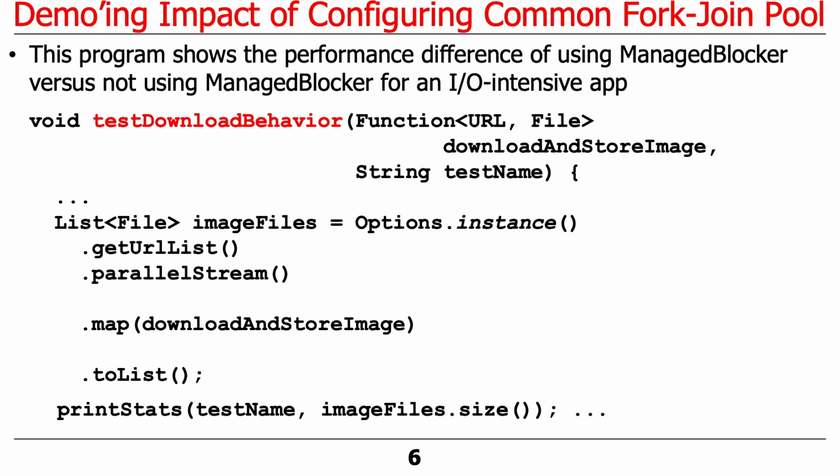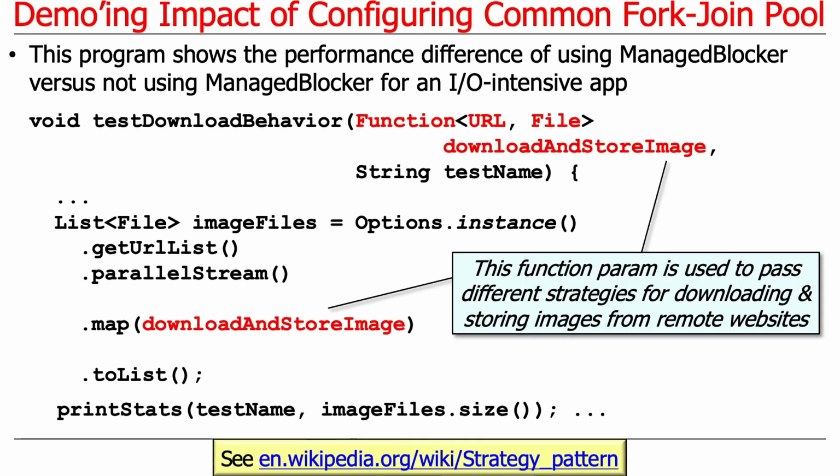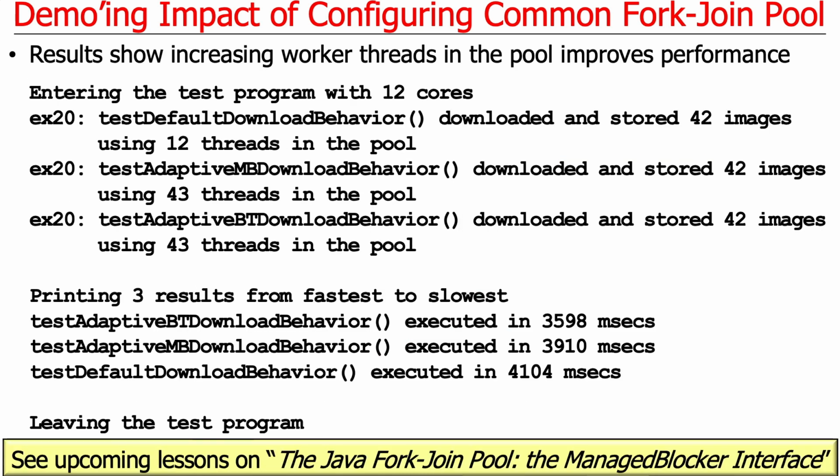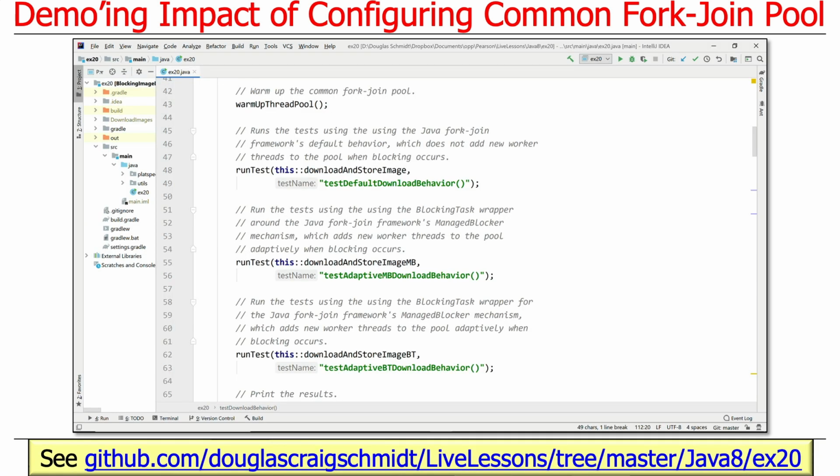So here's the basic behavior. This is called testDownloadBehavior. You can see it takes in a function that will do the downloading using different approaches, a default approach, and then 2 different ways of using managed blockers. That will then be used in conjunction with a parallel stream. And then we're going to benchmark this and see how long it takes to run. Ideally, what we'll find when we run this in a second is that the approaches that adaptively increase the number of threads will run better. And you can find this example here, and we're going to walk through it right now.